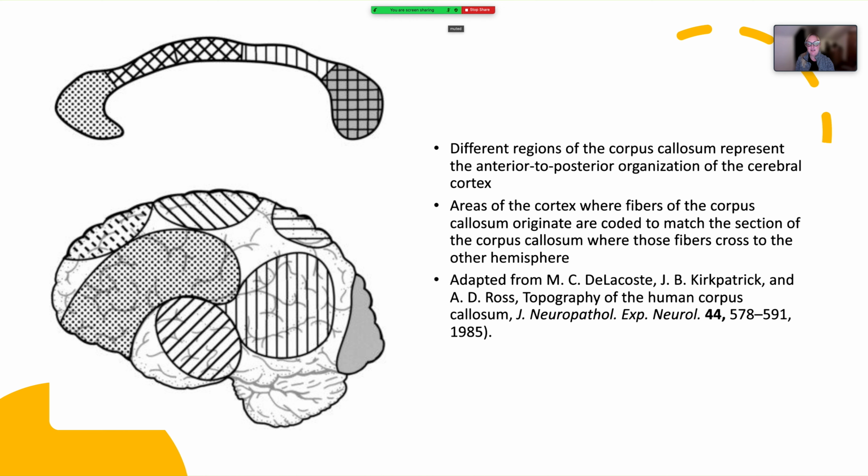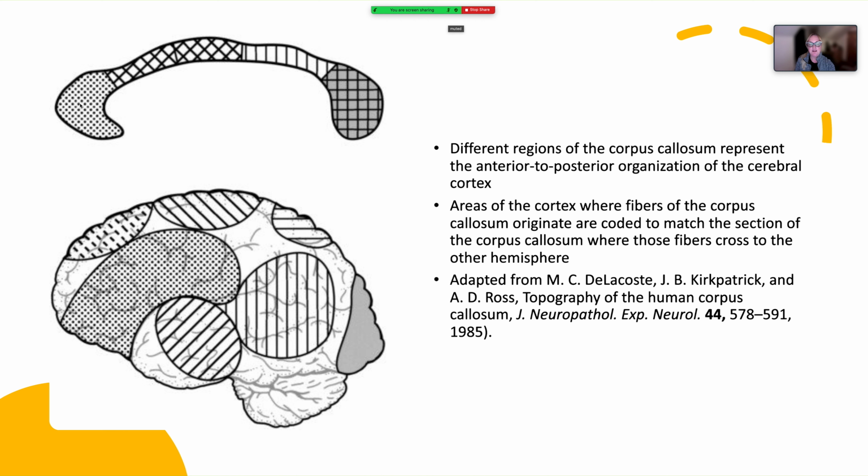It is believed that the fibers that pass through the different regions of the corpus callosum represent the anterior to posterior organization of the cerebral cortex. The anterior to posterior organization has been demonstrated by Marie-Christine de Lacoste and colleagues in the human brain. That is, the right and left prefrontal, orbital frontal, and frontal language areas are connected in the rostrum and the genu. That's in this area.